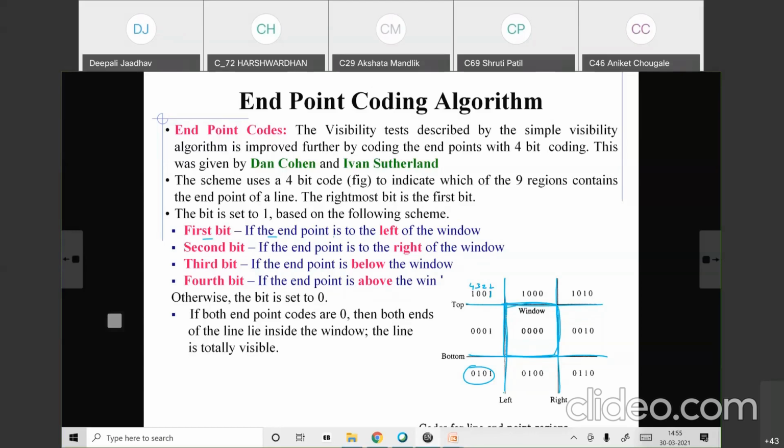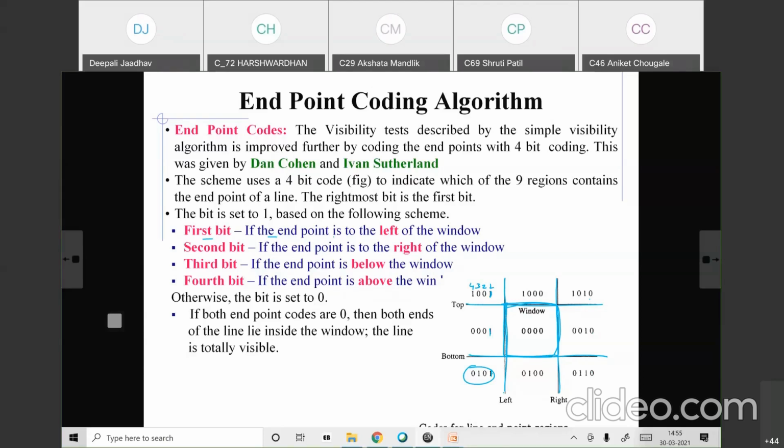First bit, if the first bit is 1, the end point is to the left of the window. So you can observe here all these are 1. Why? Because if an end point is in any of these regions, then it is on the left of the window. Have you observed here? This first bit is 0. Why? Because it is on the right, not on the left. So for left, we use first bit. If it is 1, the end point is to the left of the window.